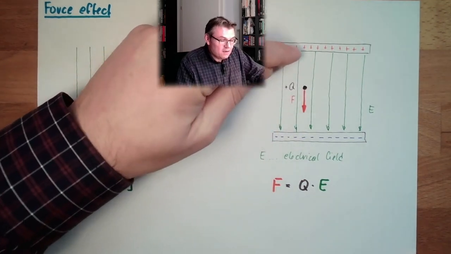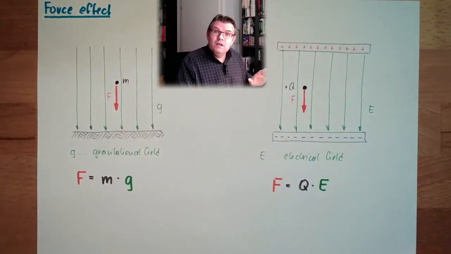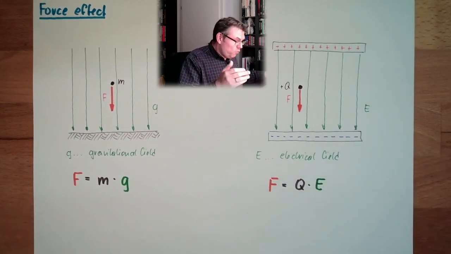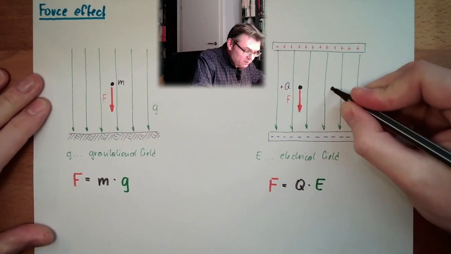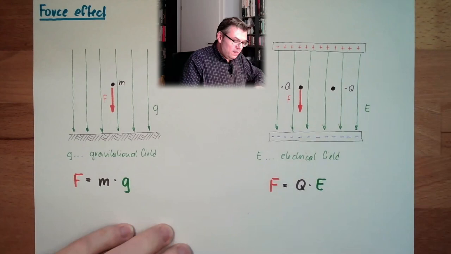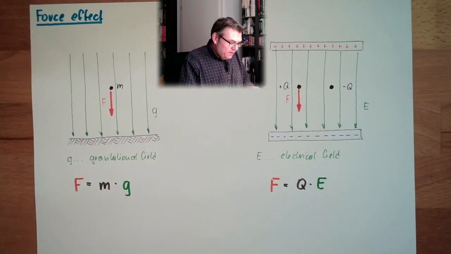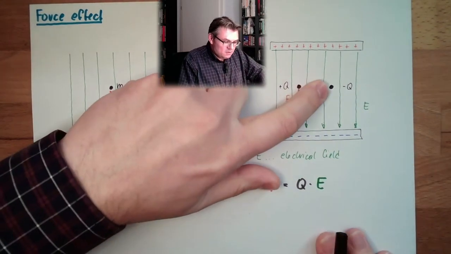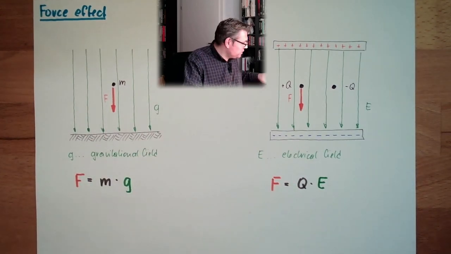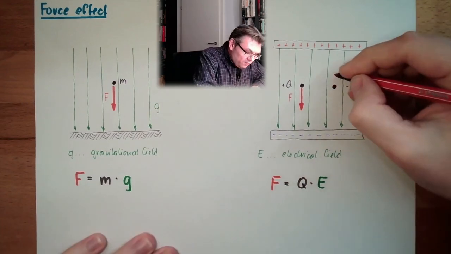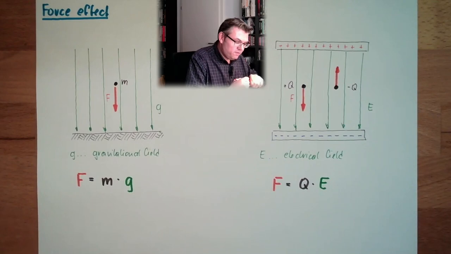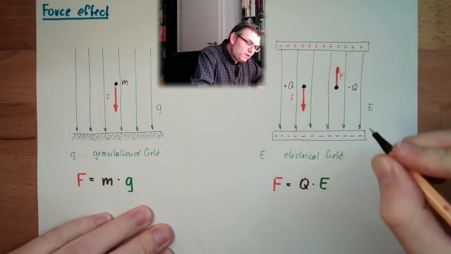Like charges will try to get a lot of space in between them. And what happens if we have a minus Q here? Yeah, minus Q. Let's see. The direction is still the same, but with minus, then we have the force to the other side. F, the same amount of force, but to the other side.